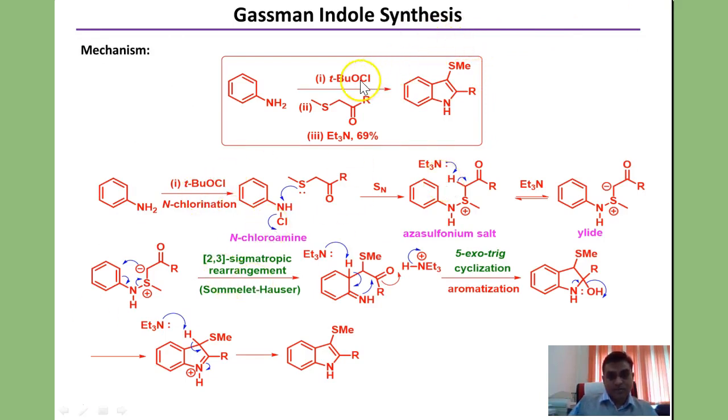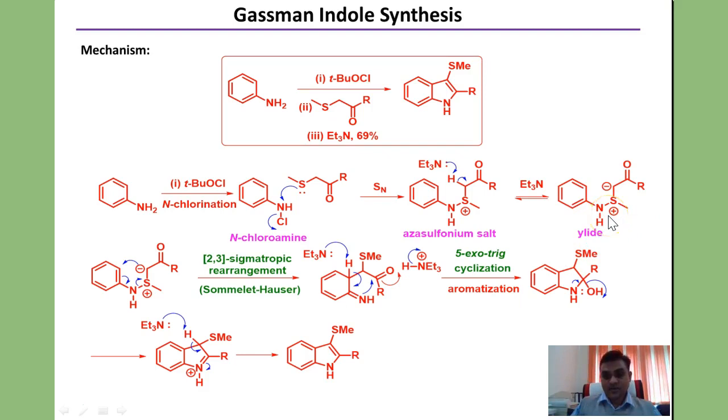First of all, tertiary butyl hypochlorite, which is a source of Cl plus, will perform N-chlorination, and this particular reaction is carried out at very low temperature. So after the formation of the N-chloramine, it reacts with the sulfur nucleophile, and chlorine is displaced, and we get a sulfonium salt. And this sulfonium salt is to some extent acidic in nature, so its reaction with triethylamine will generate a carbanion. This carbanion is stabilized by the positively charged sulfur, and that's why it is called an ylide.